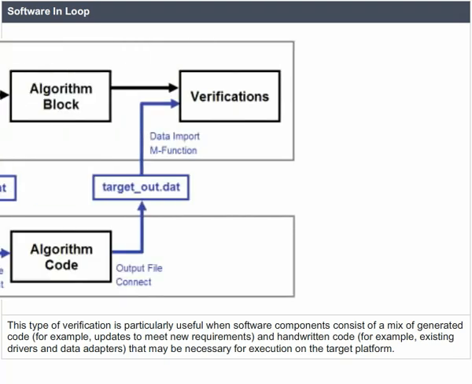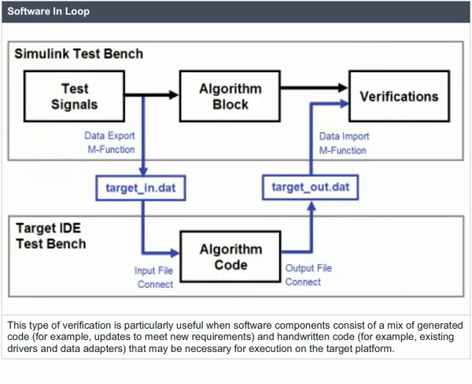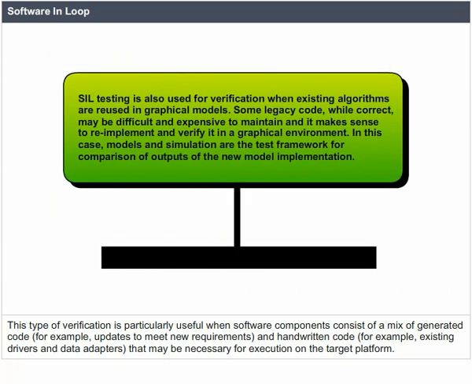Software in the loop. This type of verification is particularly useful when software components consist of a mix of generated code, for example, updates to meet new requirements, and handwritten code, for example, existing drivers and data wrappers that may be necessary for execution on the target platform. SIL testing is also used for verification when existing algorithms are reused in graphical models. Some legacy code, while correct, may be difficult and expensive to maintain, and it makes sense to re-implement and verify it in a graphical environment. In this case, models and simulation are the test framework for comparison of outputs of the new model implementation.